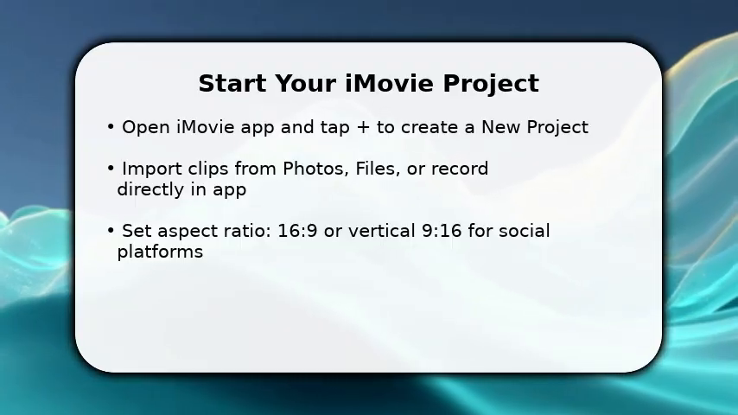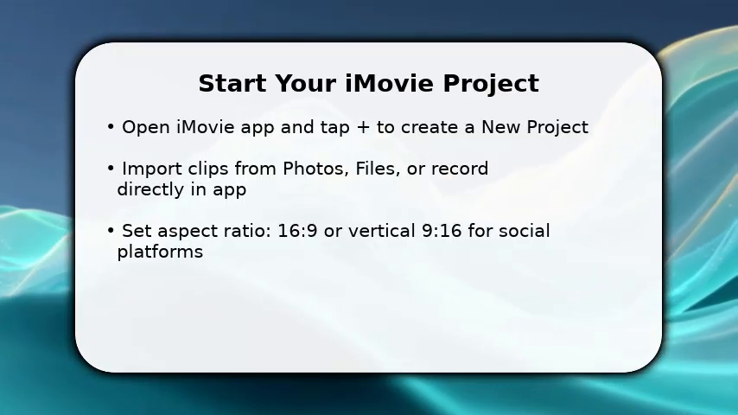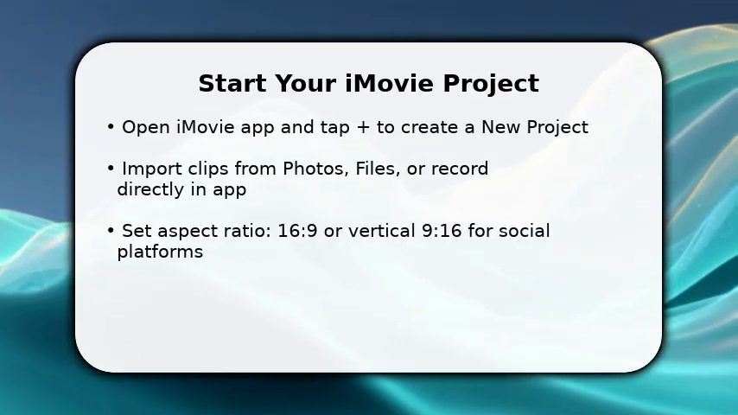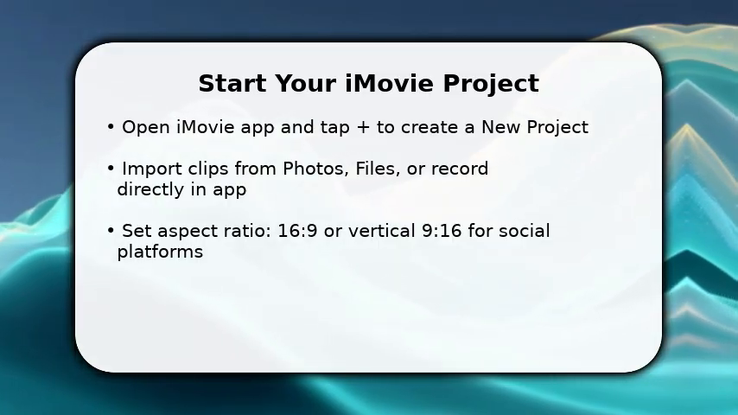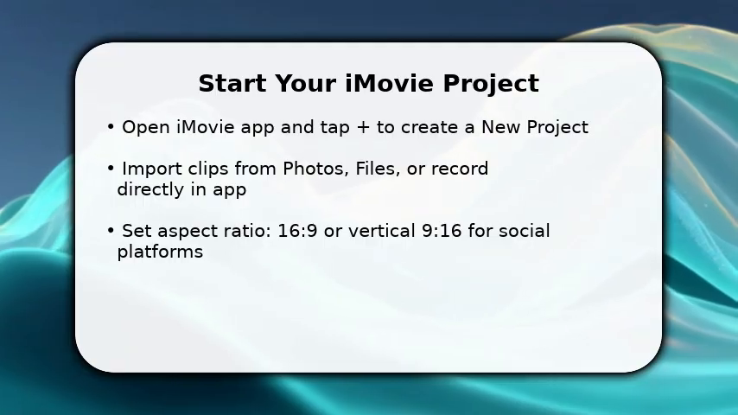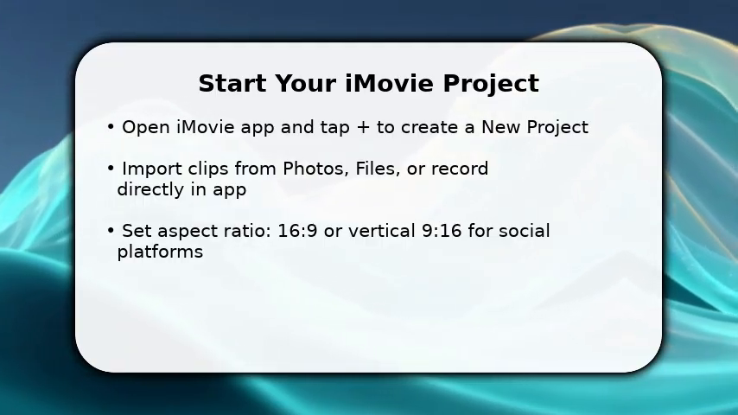You begin by creating the project and importing footage because organization saves time later. Tap Plus, choose Movie, then select clips in the order you prefer. You can reorder them after. Make sure to set your aspect ratio now so edits match the final delivery.